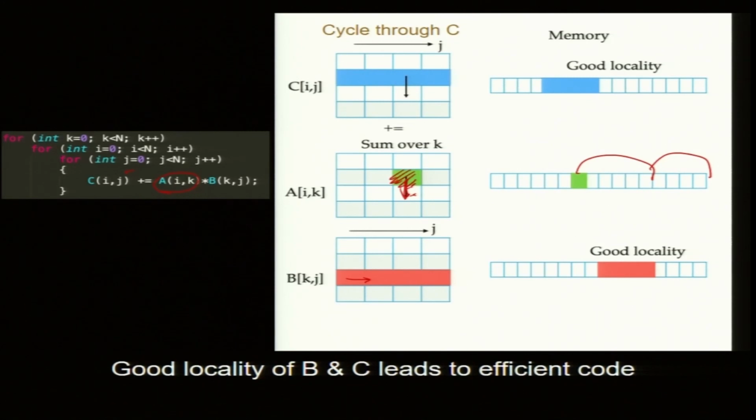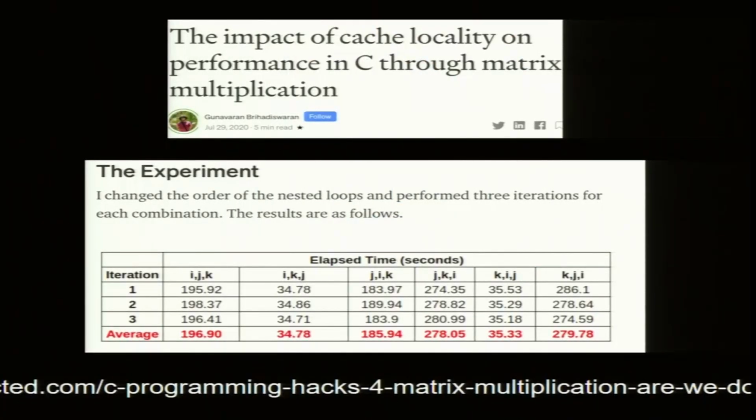This one I took from a blog. This is the blog by Brihadaswaran. This is done, of course, on some different machine. So, we did IJK, IKJ and KIJ. These three I did not present, but you can try yourself. You just have to change the loop and get the numbers.